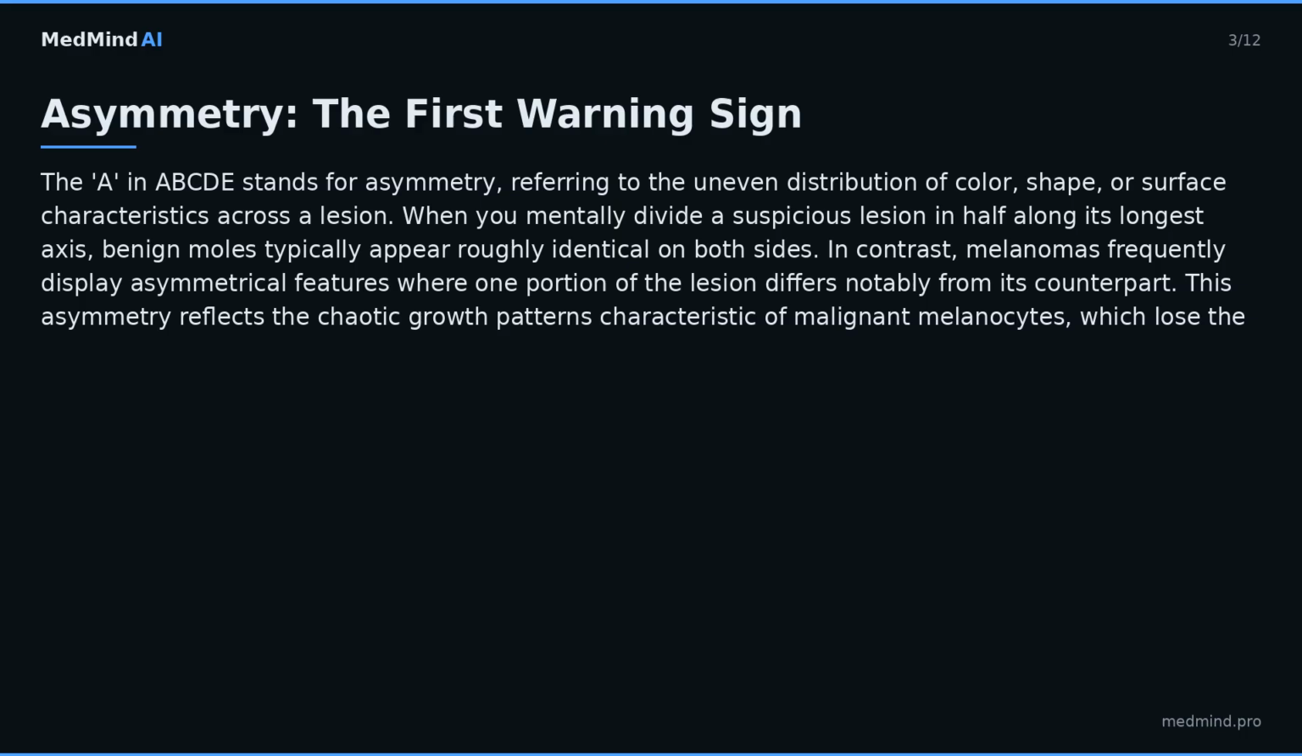This asymmetry reflects the chaotic growth patterns characteristic of malignant melanocytes, which lose the organized cellular controls that govern normal skin growth. An asymmetrical lesion does not automatically confirm melanoma. Various benign conditions can appear slightly asymmetrical, but it certainly warrants closer examination and professional evaluation. Patients observing asymmetrical changes in existing moles should schedule appointments with dermatologists for comprehensive assessment.